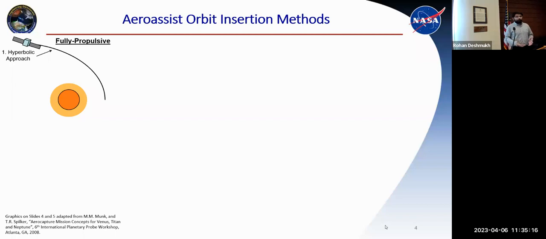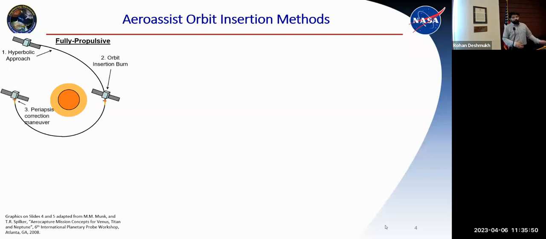The most commonly used method for orbit insertion about a planetary body is a fully propulsive method, where you approach the planet on a hyperbolic approach, or just think of it as on your interplanetary trajectory. Once you get close to the closest approach to the planet, you do an orbit insertion burn, which basically decreases your velocity. Think of that as a delta V, which you'll hear me talk about a lot during the talk. And this delta V could be on the order of a few kilometers per second. So it's a pretty expensive burn that requires a lot of propellant.